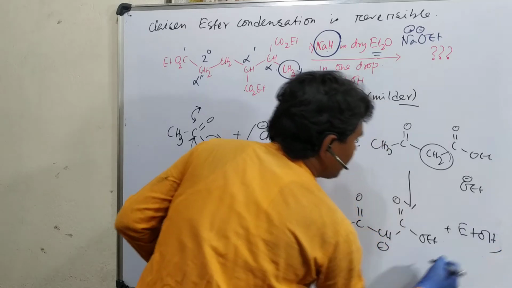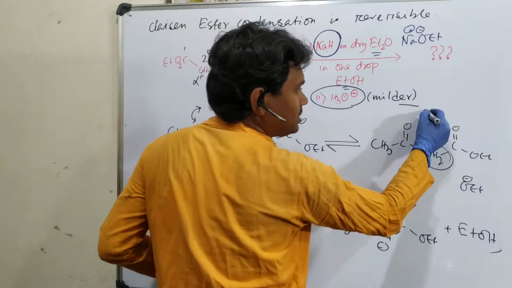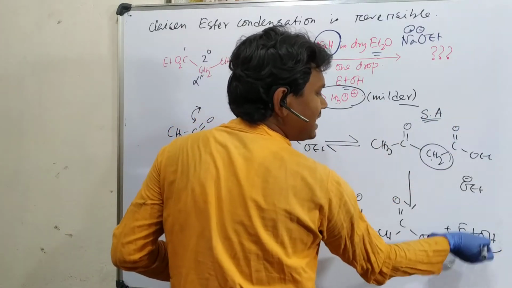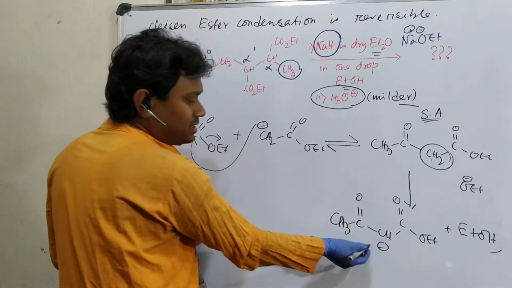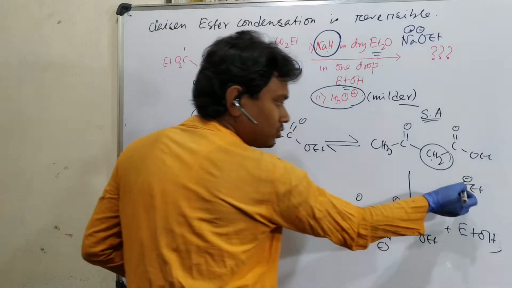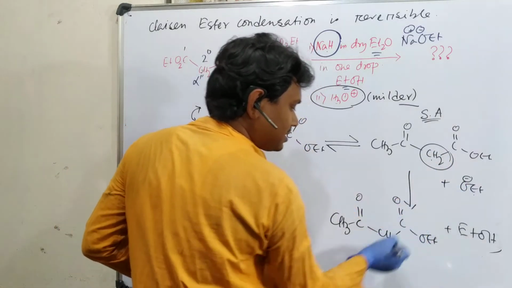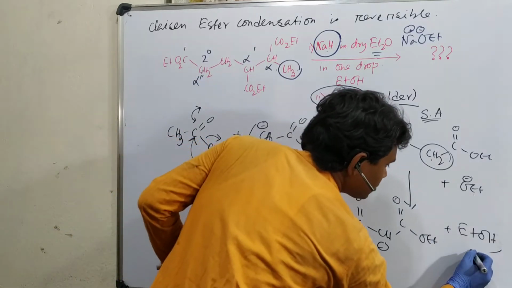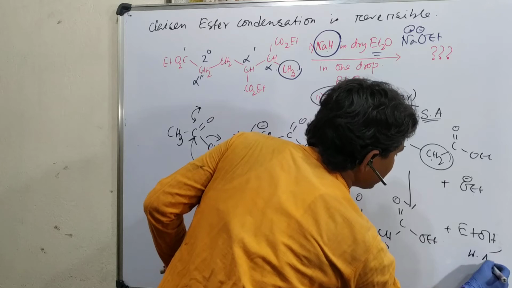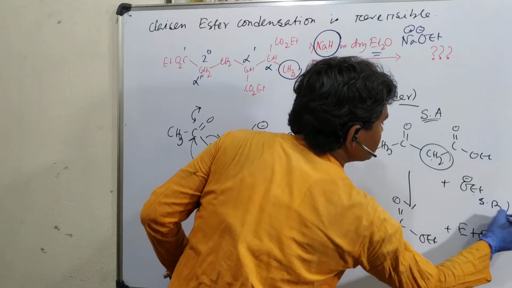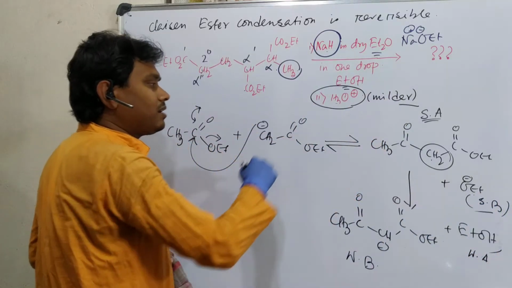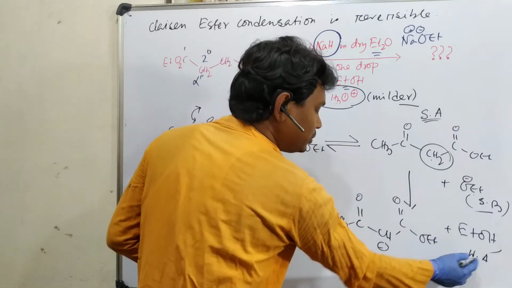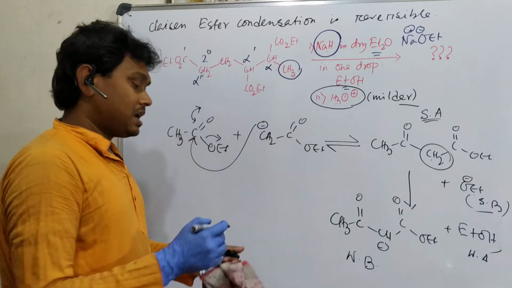Now, this is a stronger acid than ethanol. Fine. And this anion is resonance stabilized. So this is a stronger base, and this is a weaker base. So weak base, this is weak acid, this is strong base. Fine. So that is the reason through the reaction we are getting weak acid, weak base. That's a favorable thing.